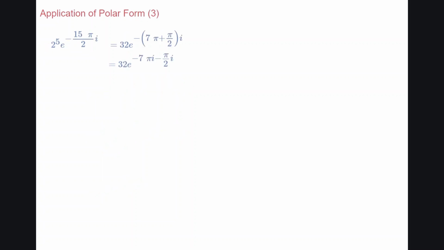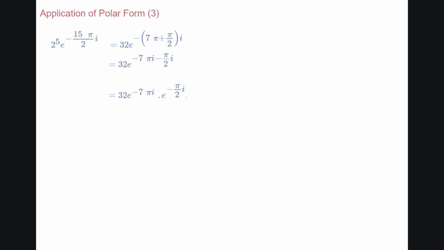We need to take this term, 2 to the power of 5 times e to the minus 15 pi on 2 times i, and write it in Cartesian form. Well, 2 to the power of 5 is 32, and 15 pi on 2 we'll write as 7 pi plus pi on 2. So we get 32 e to the power of minus all of 7 pi plus pi on 2 times i. Now we'll expand out the bracket in the index. So that will give us 32 e to the minus 7 pi i minus pi on 2 i.